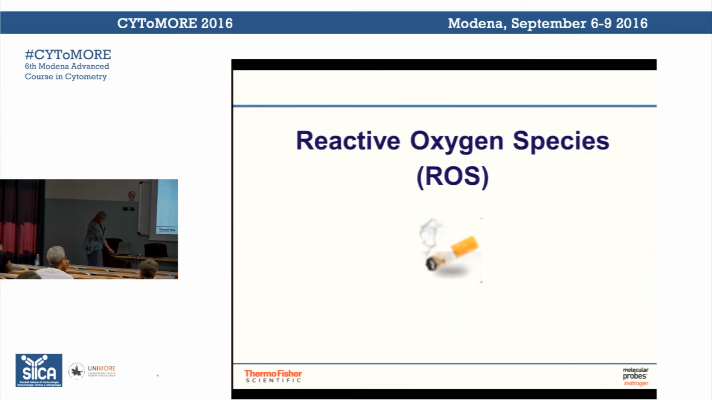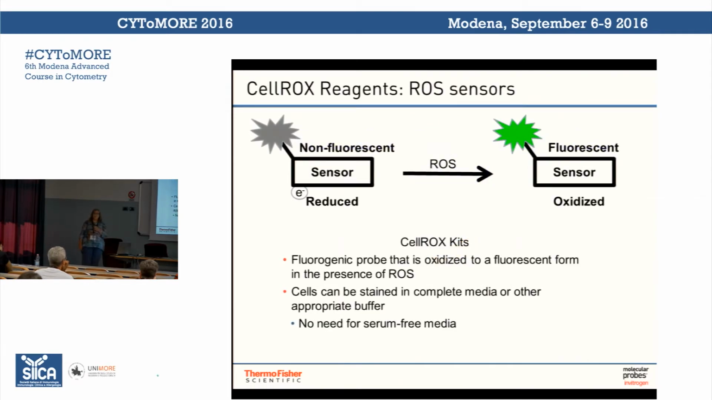So there was a little bit of talk about ROS this week, but I didn't see any of these dyes being used, so I thought I would talk about these. We have some newer ROS reagents under the name CellRox, and these are fluorogenic probes. It's oxidized from a non-fluorescent to a fluorescent form in the presence of ROS. It can be labeled in buffer or complete media, and you don't have to have a serum-free media for these.